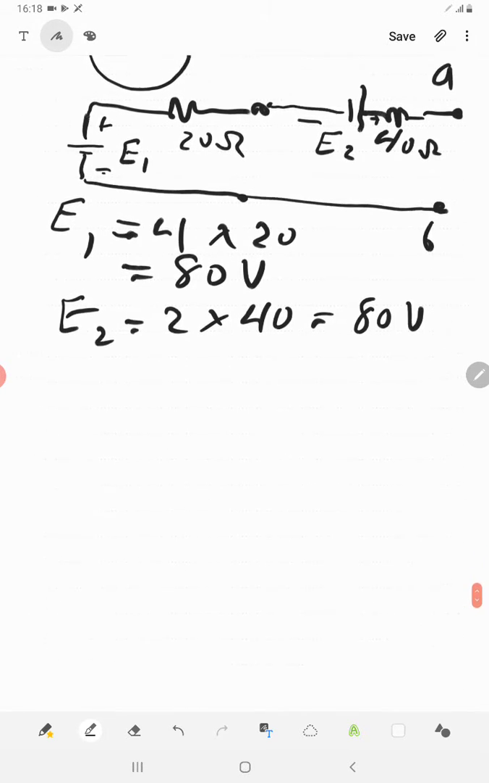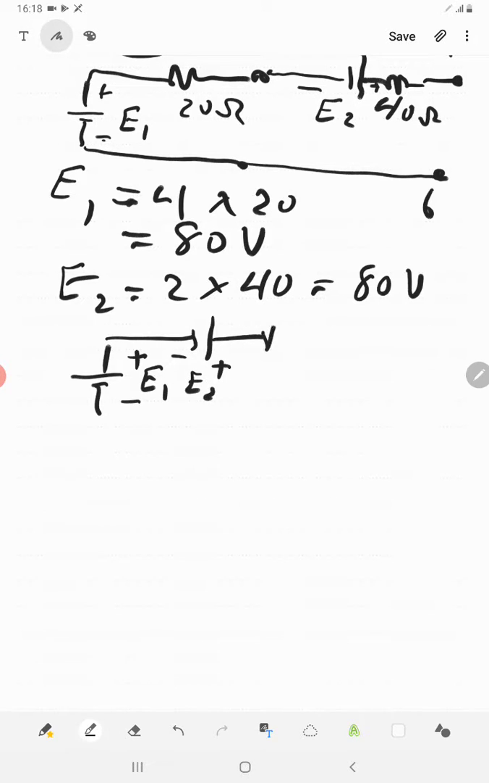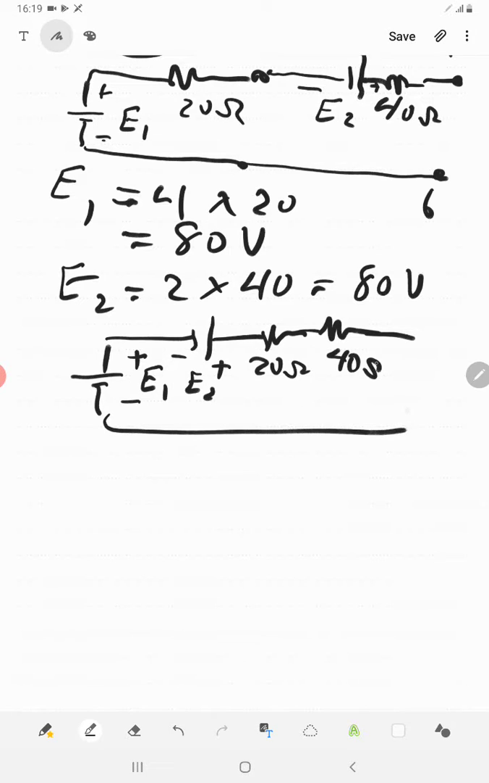Now what we do, it is a series circuit. We can bring this E1 here, plus minus E1, and minus plus E2, and the 20 ohms, and the 40 ohms, and this point A and B. It's the same circuit.